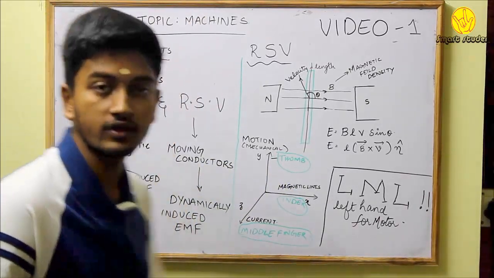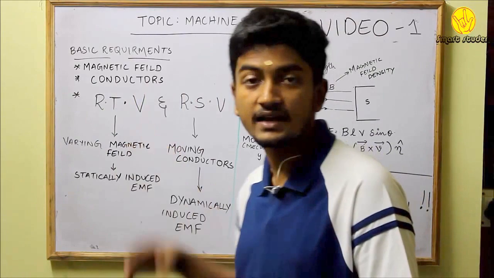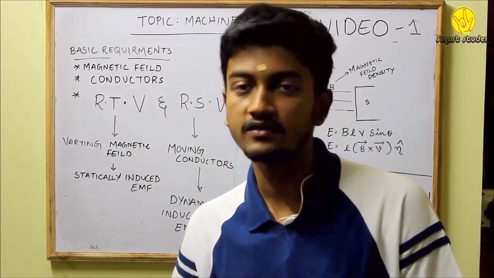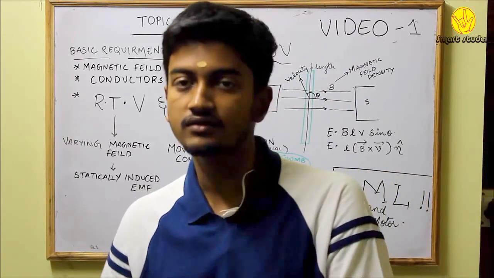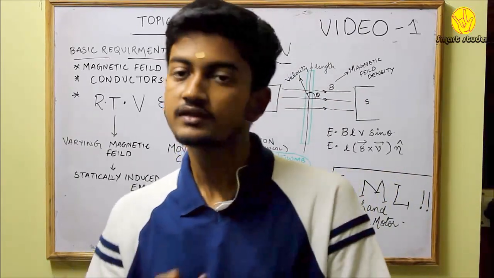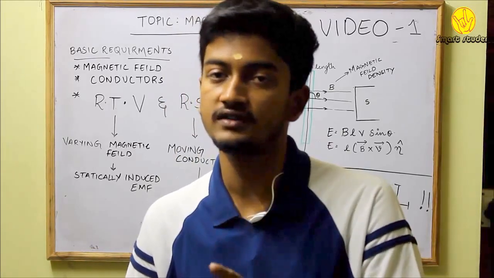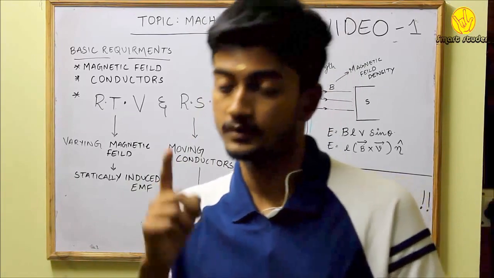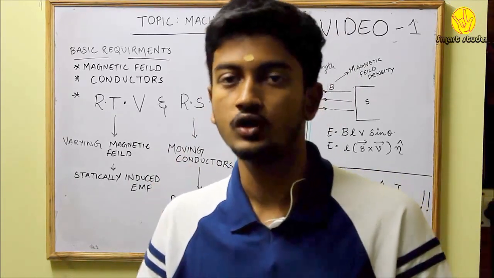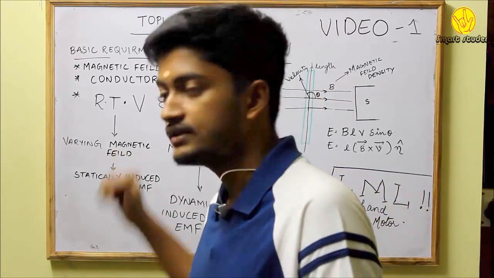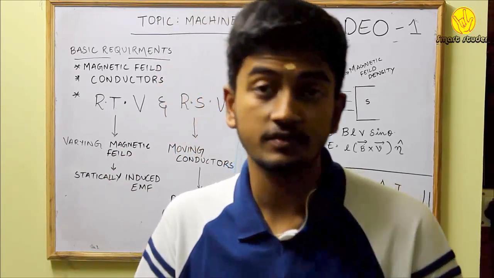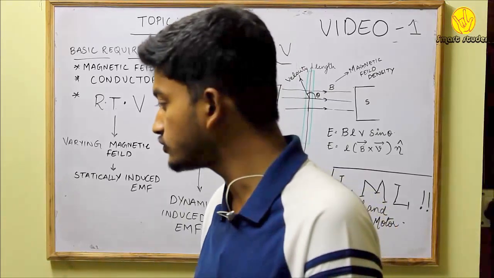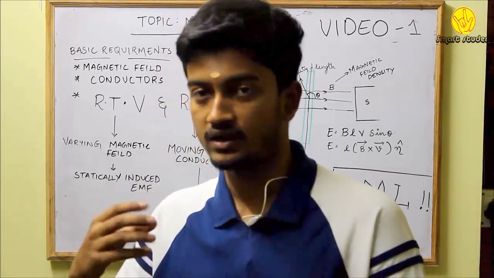And in relative time variation, my magnetic field will be varying while my conductors will be stationary, and this flux links the conductors, and thus the induced EMF is proportional to flux linkages, whereas in the case of relative space variation, the EMF produced is proportional to flux cutting. This is called statically induced EMF. As my conductors are stationary, this is statically induced EMF. This is the most important property in transformers.